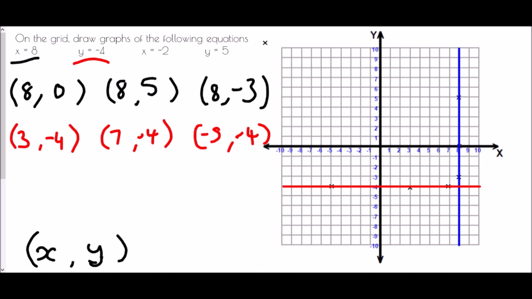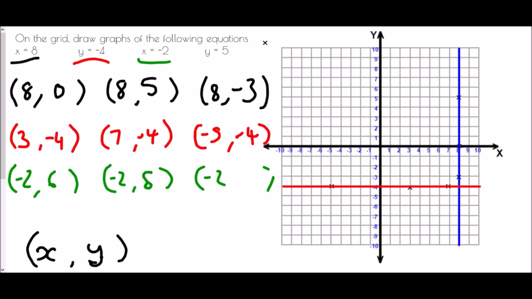If we look at x equals -2, that tells us that in our coordinates the first value must always be -2. But the y value is something we can choose. 6, 8, -3. And again, we can go and we can plot some coordinates in those positions.